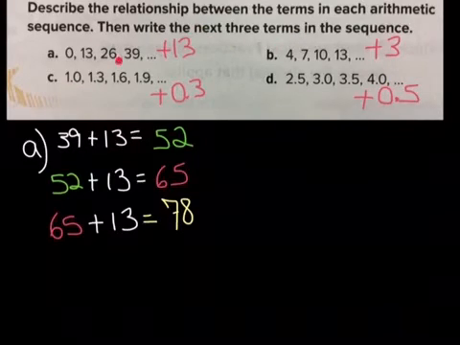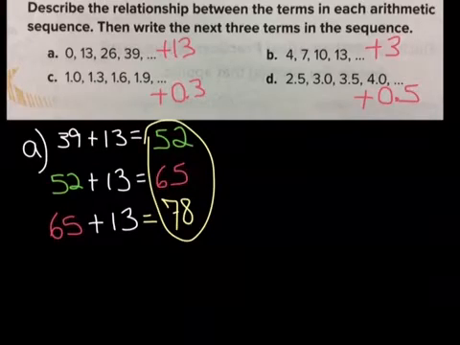So for number 1, I took my 39 and I added the 13 and I got 52. That's my first term out of the 3 that I'm being asked to find. Then I took my 52 and I added another 13, I get 65. And I took my 65 and I added another 13, I got 78. So here are my next 3 terms. You can go ahead and copy these 3 down in order, separated by a comma.